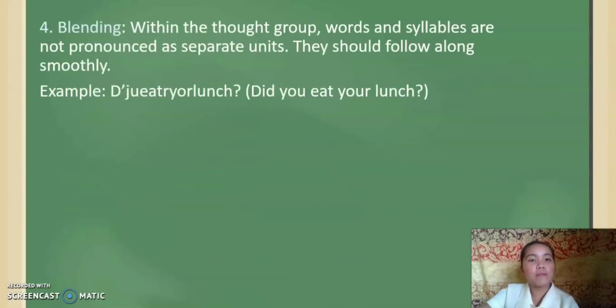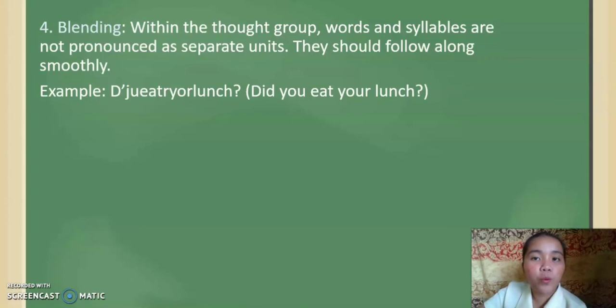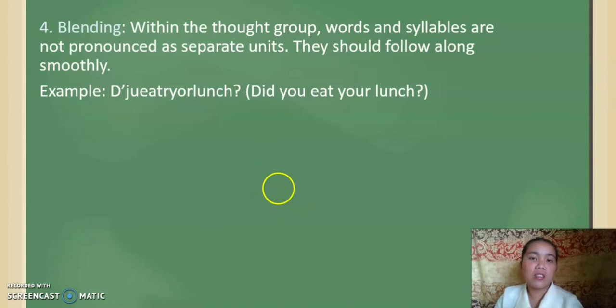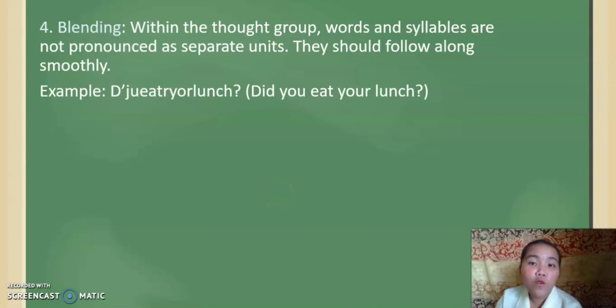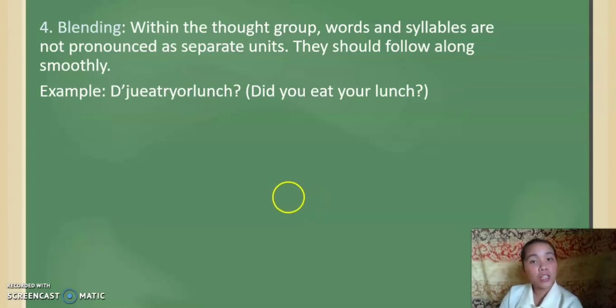Then the fourth one is blending. Within the thought group, words and syllables are not pronounced as separate units. They should follow along smoothly. So, for example here, did you eat your lunch? As you can see, you say it fluently. Did you eat your lunch? Not each word separately. Okay, you don't do that. It's did you eat your lunch? So that's blending. It's the fourth thing to remember when you're reading aloud or doing oral reading.